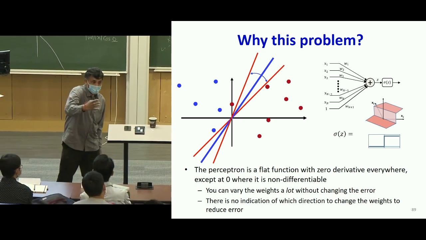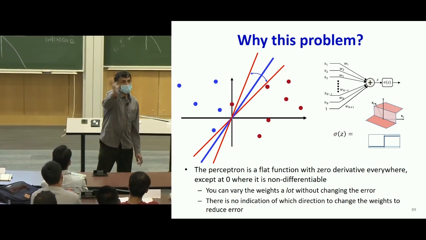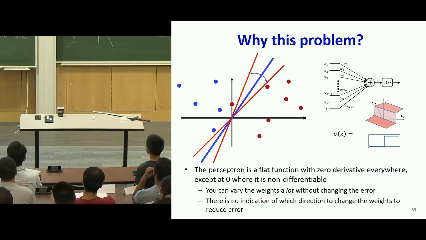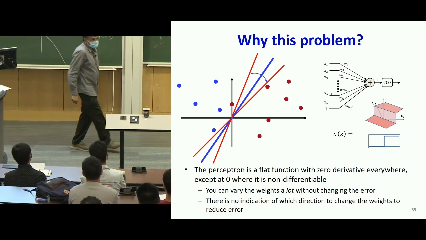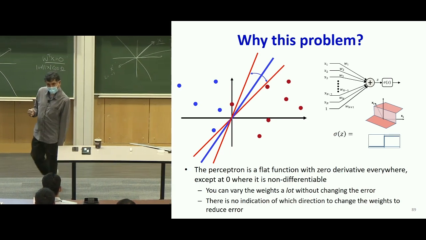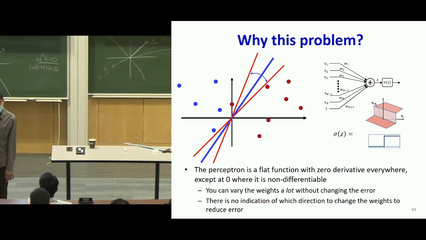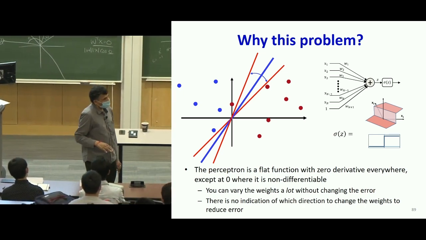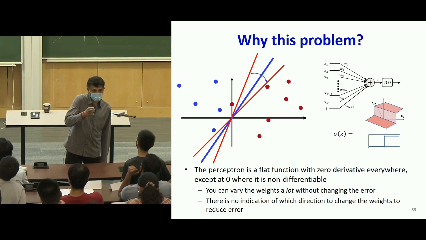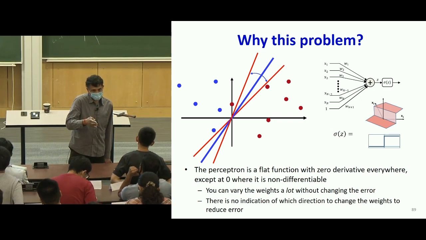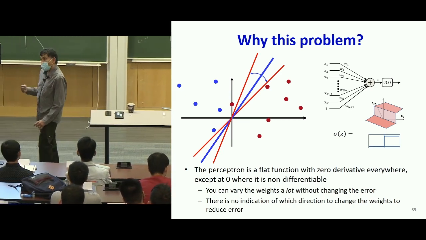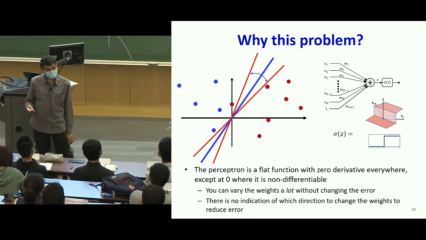I could have been going the other way as well. The only time the error changes is if you actually cross a point. Correct? So this is the real reason why this threshold activation is a useless thing. The derivative of the error as a function of the parameters is zero almost everywhere and doesn't exist right when you cross a point, right? So there's no way for you to wiggle these values a little bit and say, am I doing the right thing or am I doing the wrong thing?